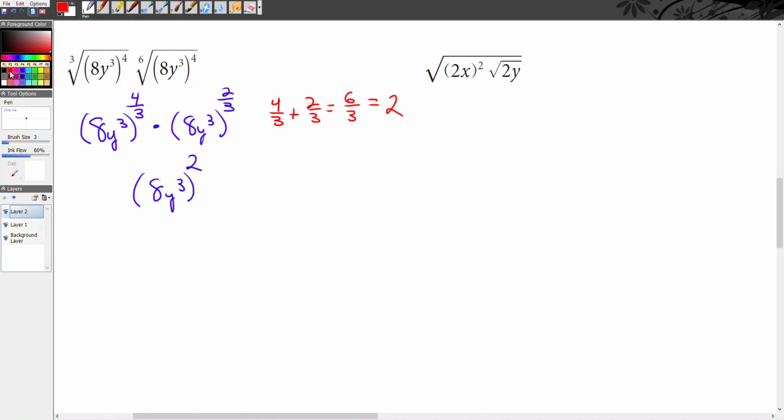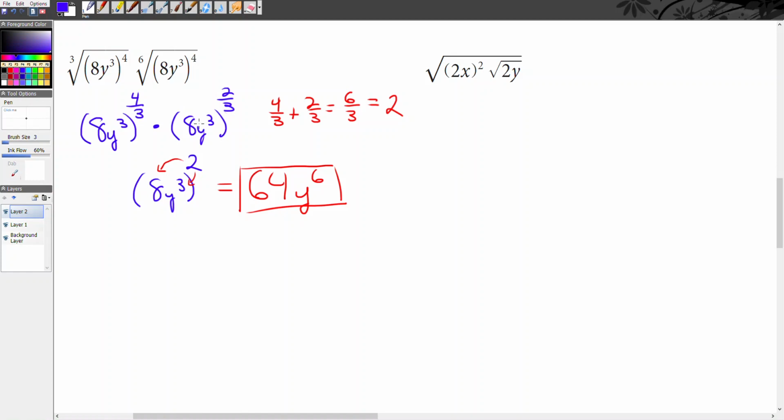So first, what is 8 to the second power? What is 8 times 8? Well, that equals 64. And then what is y to the third power raised to the second power? Remember, when you raise a power to a power, you multiply the exponents. So that becomes y to the sixth power. And this is my original radical expression simplified. It is 64y to the sixth.